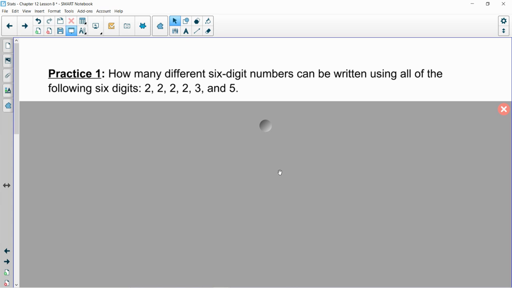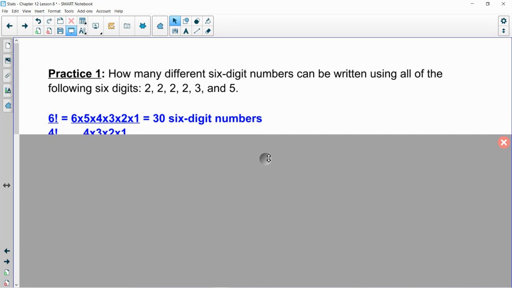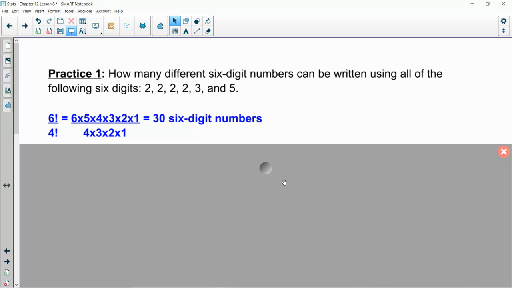All right, time's up. So we have a total of 6 different digits here, right? 4 2s, a 3, and a 5. So we begin with 6 factorial. But then we see there are 4 number 2s. So we see a repetition 4 times. So we have to divide by a 4 factorial.